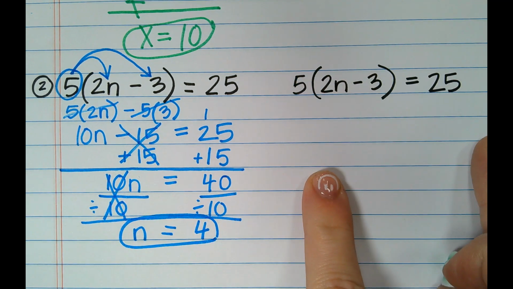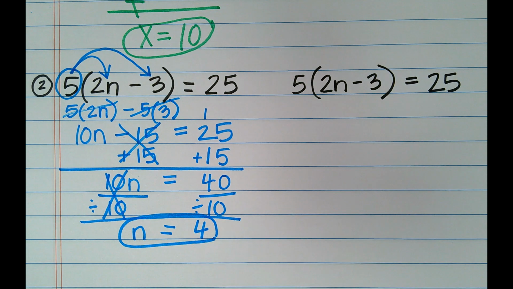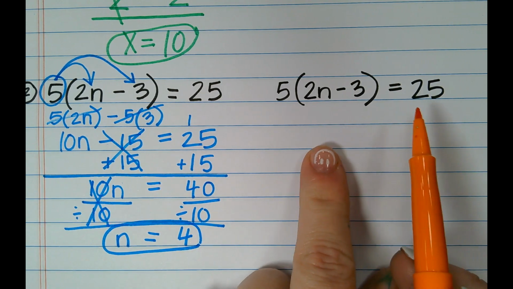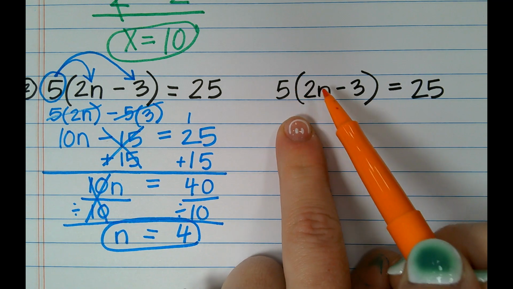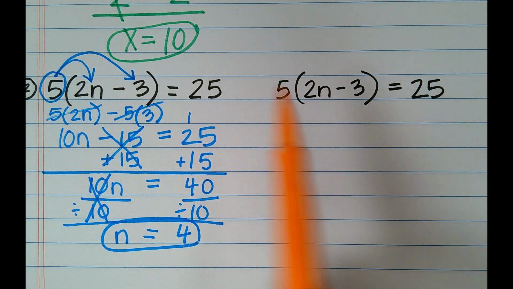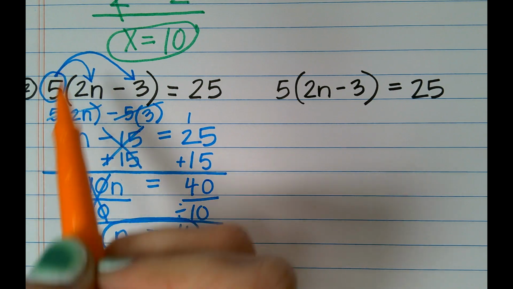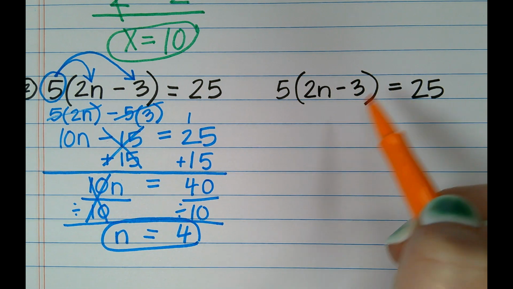But the second way, I'll tell you, if it makes sense to you, it will save you time in the future. So I am going to use a different color. Let's just look at the problem first. I have 5 times 2n minus 3 equals 25. So what we did in the first method is we multiplied the 5 times 2n and times 3.